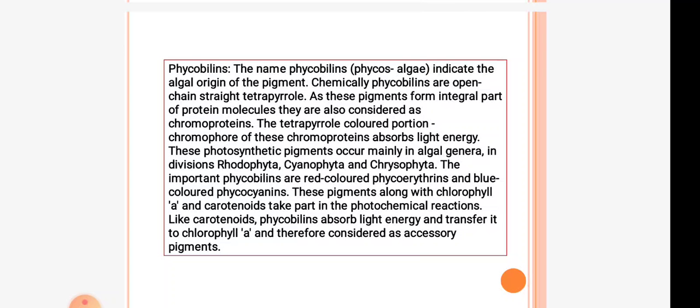which absorbs light energy. These photosynthetic pigments occur in algae in the divisions Rhodophyta, Cyanophyta, Chrysophyta. The important phycobilins are the red colored phycoerythrins and the blue colored phycocyanin. These pigments, along with chlorophyll A and carotenoids, take part in the photochemical reaction. Like carotenoids, phycobilins absorb light energy and transfer it to chlorophyll A, so they are considered accessory pigments.